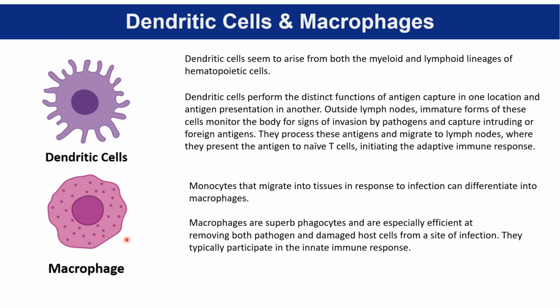immune response. And macrophages are monocytes which migrate into different tissues in response to infection and differentiate there as macrophages. They have very strong phagocytic activity, and they have the ability to remove any pathogen and damaged cells from the site of infection. So majorly their function is in the innate immune response, whereas the dendritic cell becomes a bridge between the innate as well as the adaptive immune response.